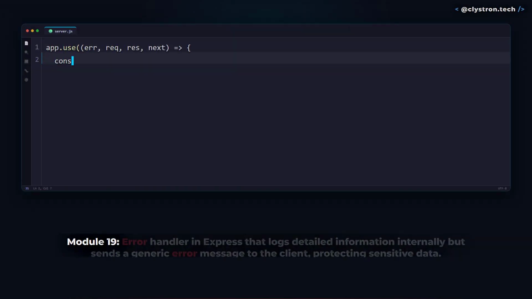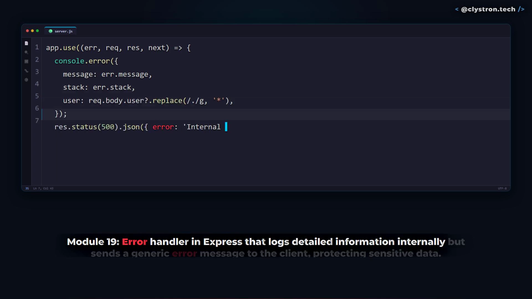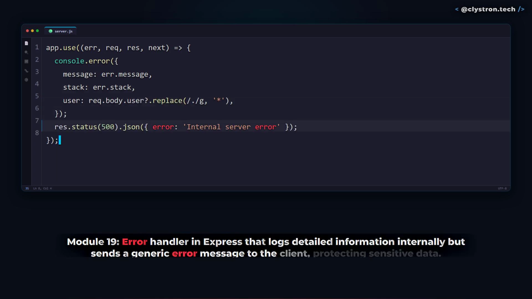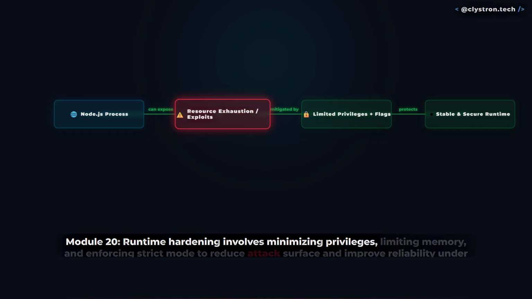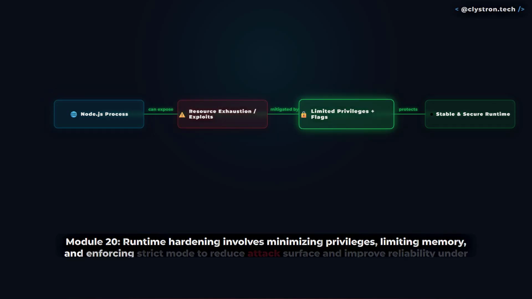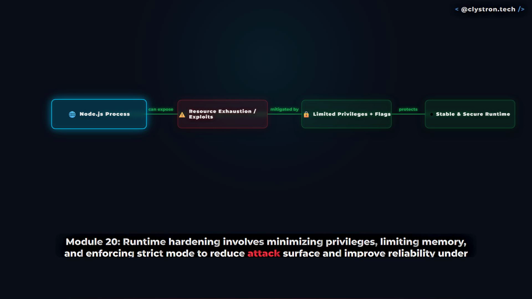Module 19. Error handler in Express that logs detailed information internally but sends a generic error message to the client, protecting sensitive data. Module 20. Runtime hardening involves minimizing privileges, limiting memory, and enforcing strict mode to reduce attack surface and improve reliability under load.